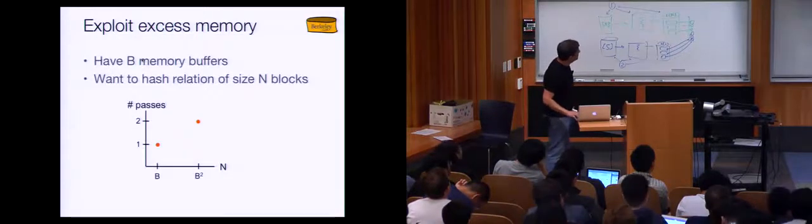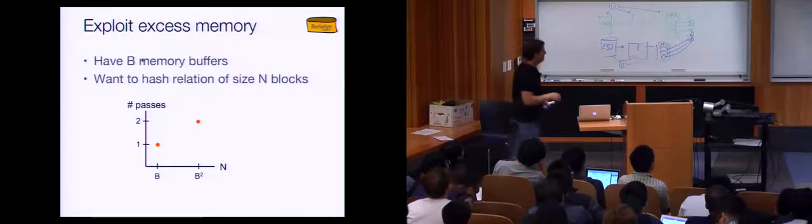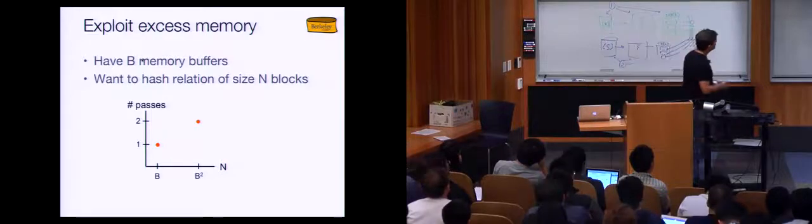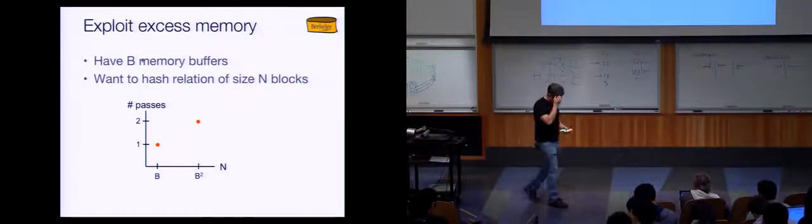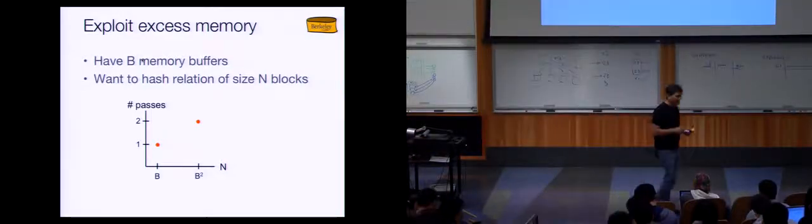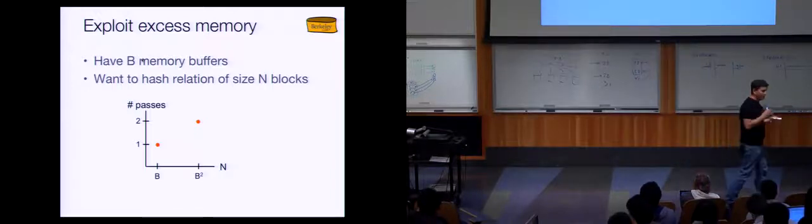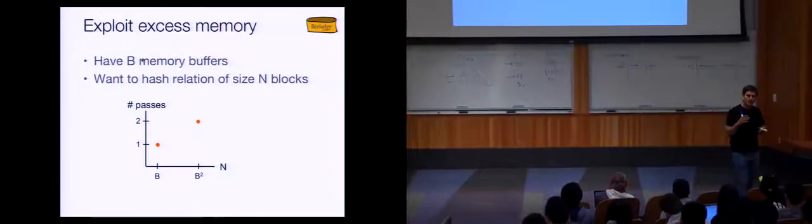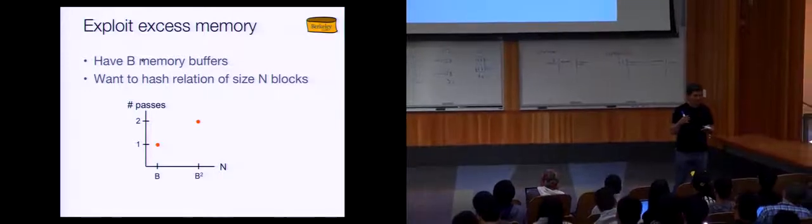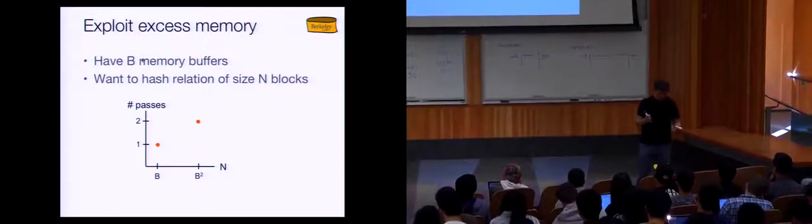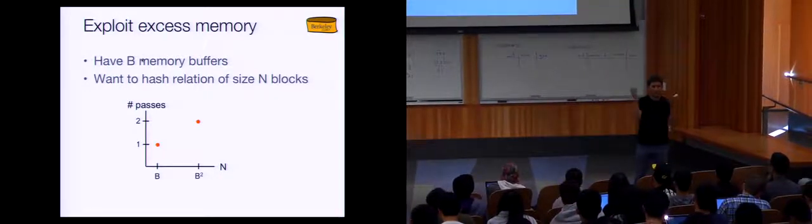Here's an optimization. Say you have B memory buffers. There's this crazy thing that happens with the smaller relation, with this algorithm I just taught you. Suppose the smaller relation is smaller than RAM, so it's smaller than B. So the building relation, you read it in, there's no need to partition it. You just put it in an in-memory hash table.